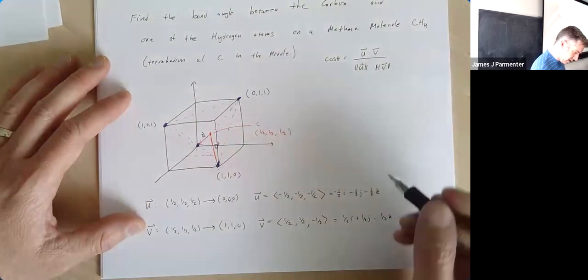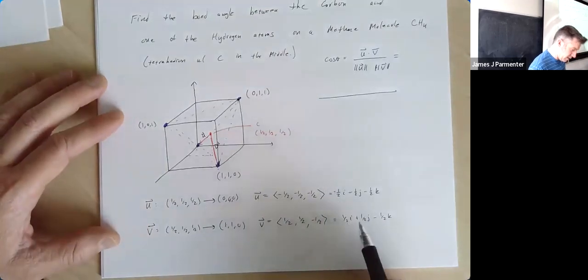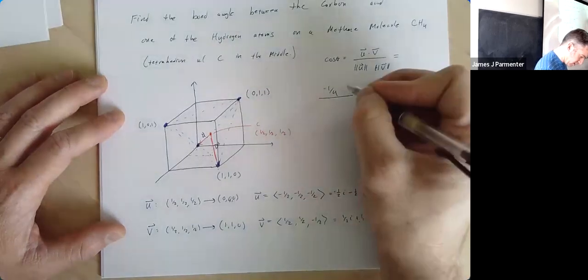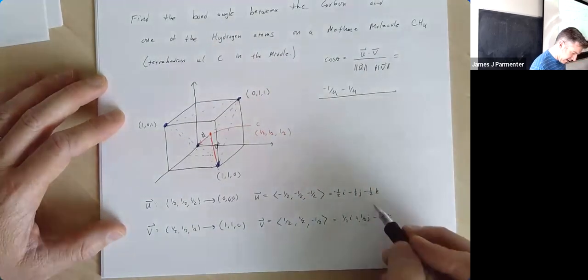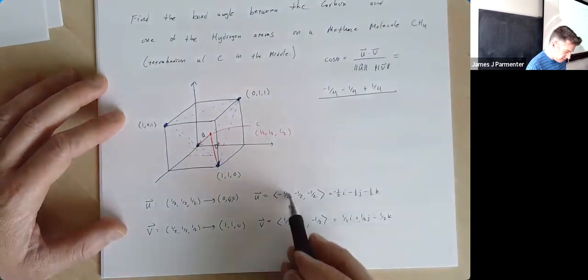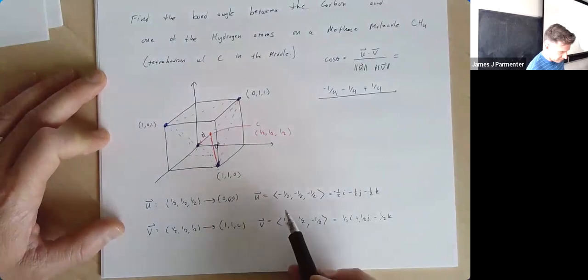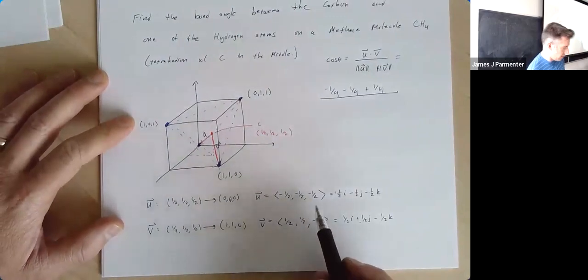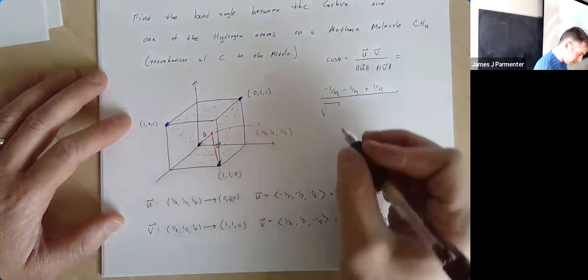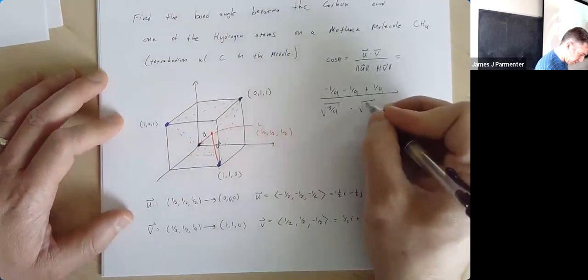So if I do U dot V, well, U dot V is going to be negative 1/2 times 1/2, which is negative 1/4. And negative 1/2 times 1/2, which is another negative 1/4. And negative 1/2 times negative 1/2, which is a positive 1/4. The magnitude of both these vectors is actually going to be the same. The magnitude of U is going to be the square root of 1/2 squared plus 1/2 squared plus 1/2 squared, which is the square root of 1/4 plus 1/4 plus 1/4, which is 3/4. And the magnitude of V is also going to be the square root of 3/4.